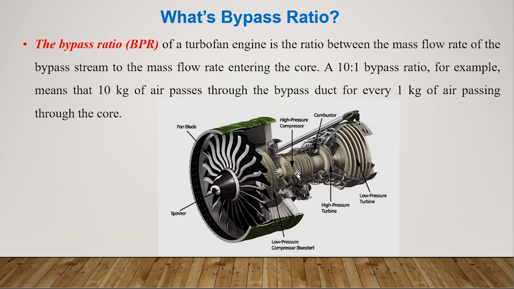So that is called the bypass ratio, which is the mass flow rate through the bypass duct divided by the mass flow rate through the engine core, and some examples are given here. A bypass ratio of 10 to 1 means that 10 kg of air passes through the bypass duct for every 1 kg of air passing through the core. Based on this difference, we can differentiate low bypass and high bypass turbofan engines. I hope you can understand, and maybe you can view some other components through this picture.